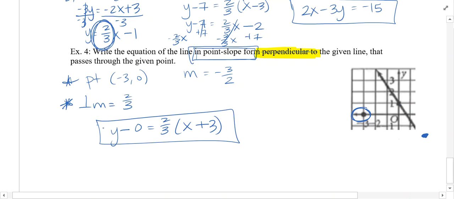So just watch what form you need your answer to be in. If it's point-slope form, slope-intercept, standard form, just make sure you leave it in that correct form.